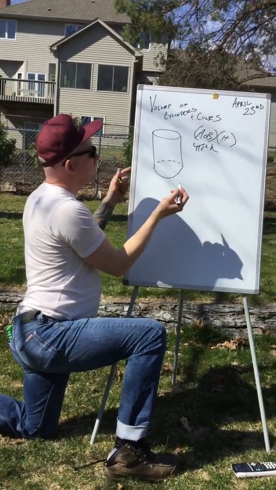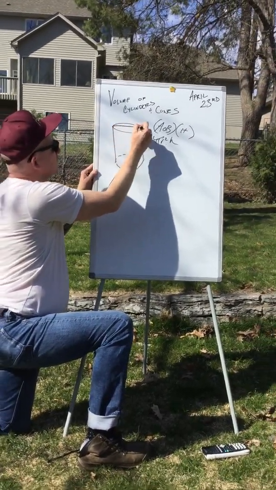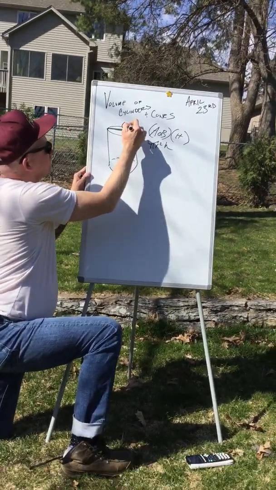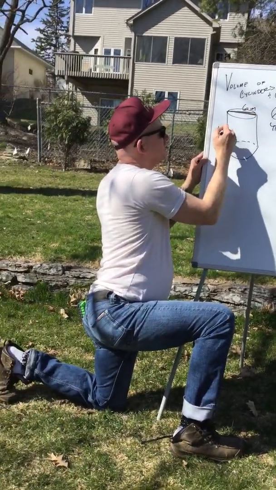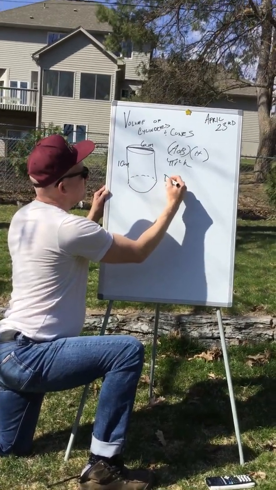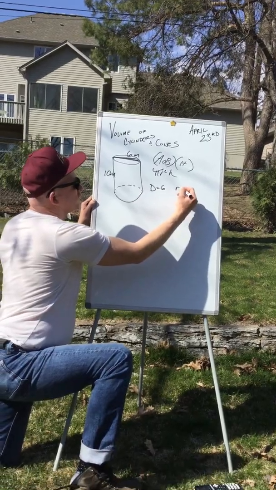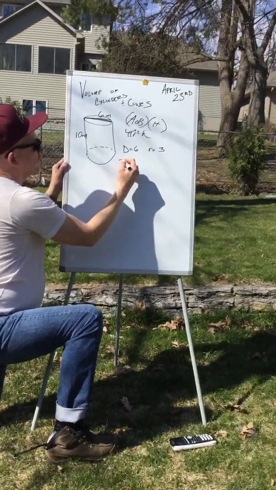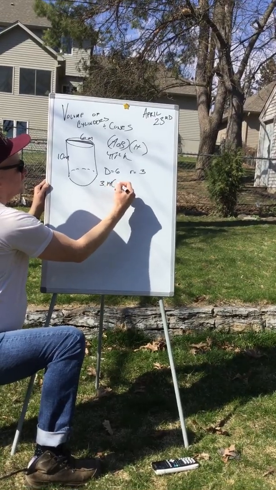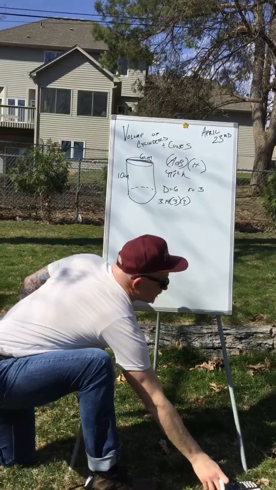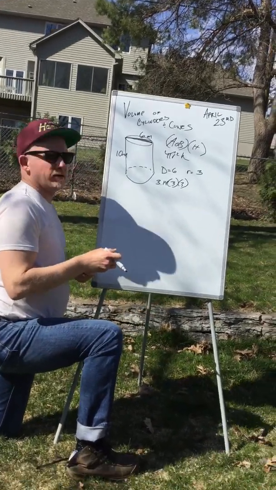So if we give these dimensions, let's say the diameter is 6 meters and the height is 10 meters. So right away I would say, okay, diameter equals 6, so radius equals 3. So I would say 3.14 times 3 times 3, and that would be my area of the base.